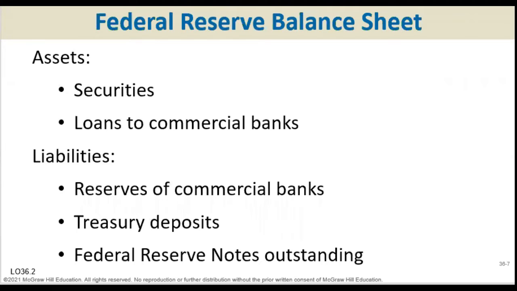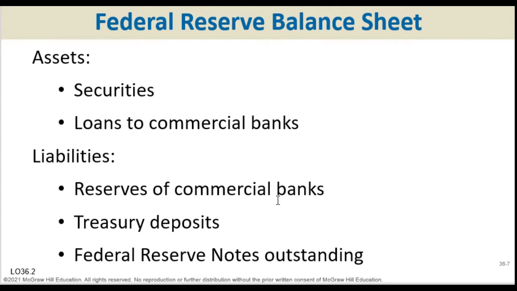Federal Reserve balance sheet. As with any balance sheet, we have two sides. The assets on one side, and on the other side we have liabilities and net worth. But both sides have to be equal. Keep that in mind for any balance sheet: you have to balance it. So the total on each side of the balance sheet has to be equal.